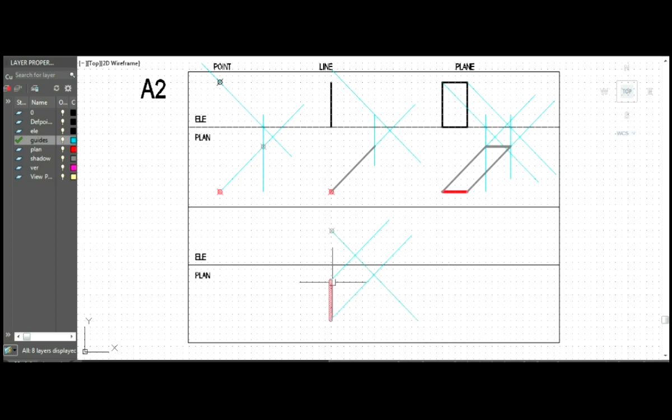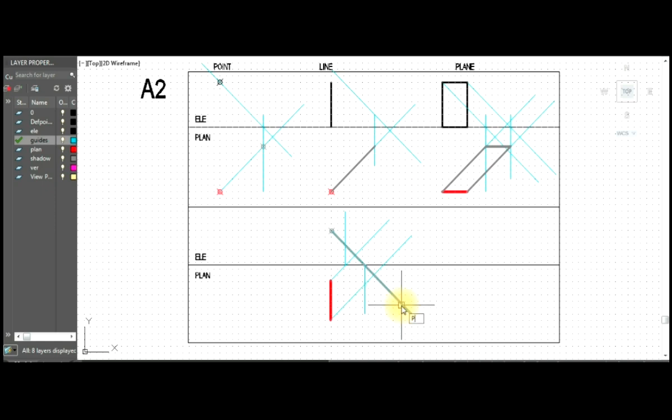So we see that the light ray from the plan intersects with the ground line first. So we draw a vertical line such that it intersects with the other light ray, and the second light ray from the elevation cuts prior to the third light ray from the line. So we draw another light ray down here, another vertical line down here.